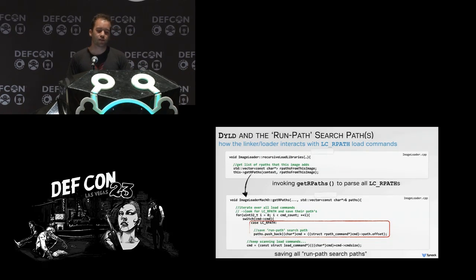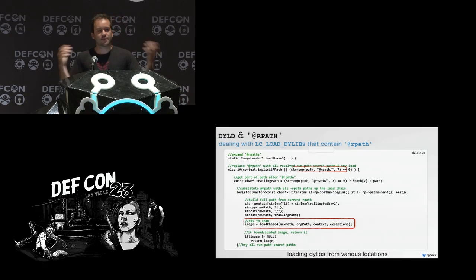So in the recursive load libraries method, we can see it calls this function called getRPaths. What this does is extract the run path search paths and puts them all into a vector. So it's going to get each of those search directories and just put them into an array, into a vector. Now, it has a list of where to look.